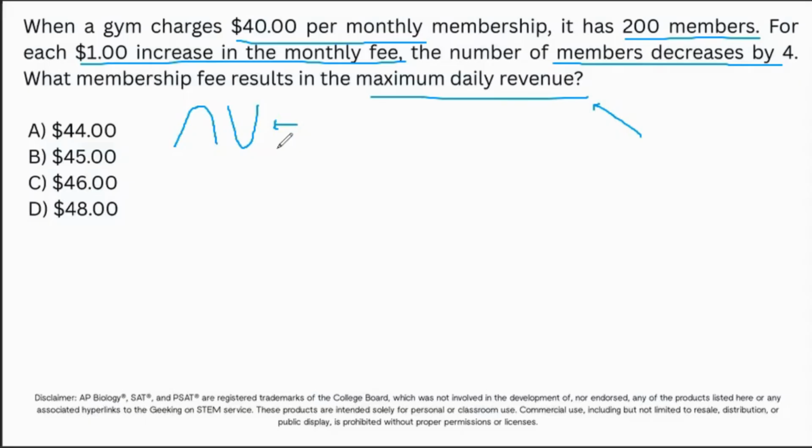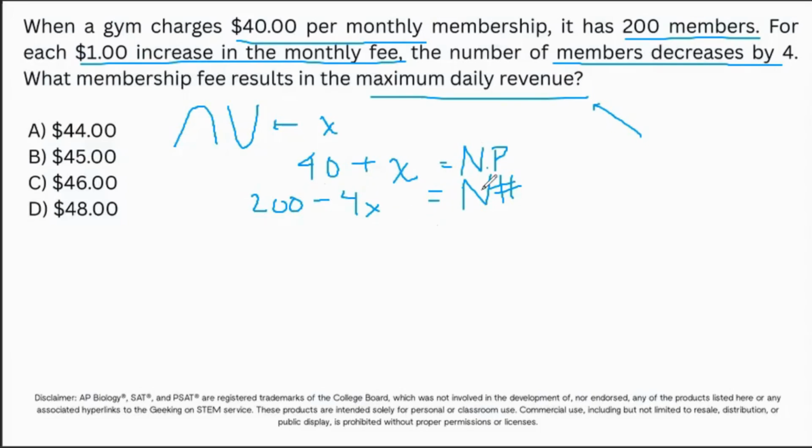To start us off, let's start with the variable. I'm going to go with the variable x to represent the number of $1 increases. We know that it's $40 plus the increase, so we're going to say it's 40 plus x. This is going to be our new price. These don't represent variables, they're just letters to represent what I'm talking about. We know that the new number of members is going to start with 200 members, but remember we're decreasing by 4 for each increase, so minus 4x.